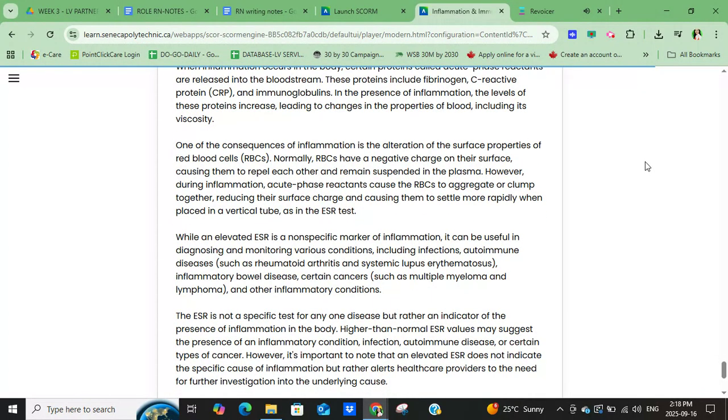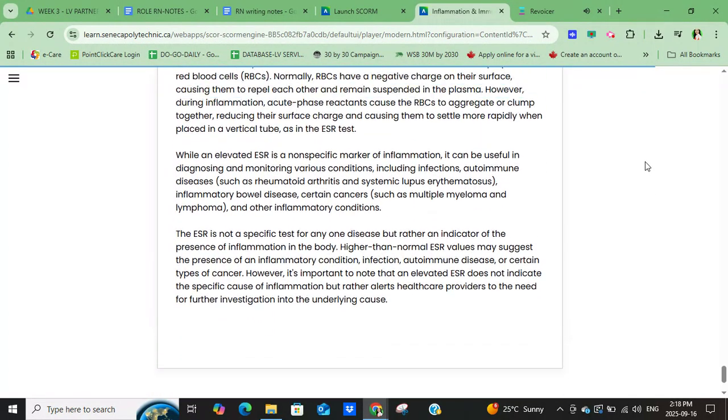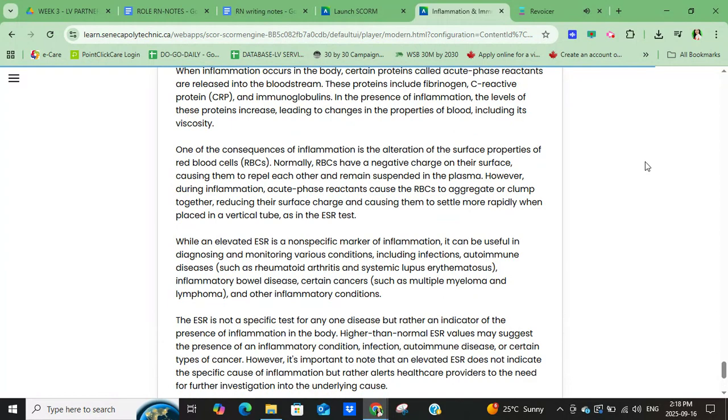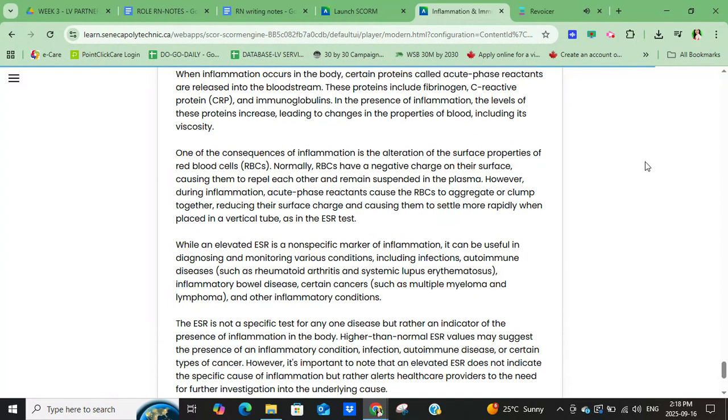While an elevated ESR is a nonspecific marker of inflammation, it can be useful in diagnosing and monitoring various conditions, including infections, autoimmune diseases such as rheumatoid arthritis and systemic lupus erythematosus, inflammatory bowel disease, certain cancers such as multiple myeloma and lymphoma, and other inflammatory conditions.